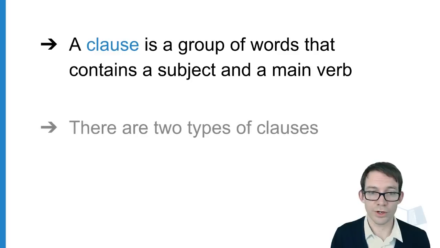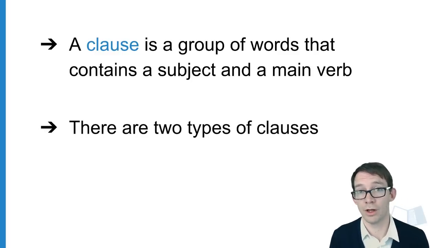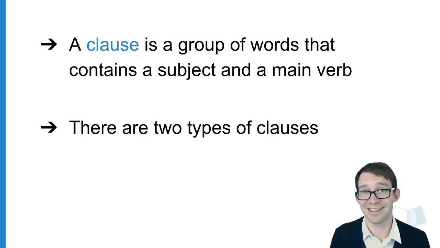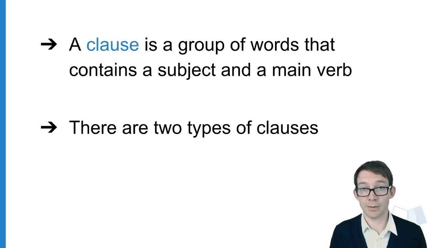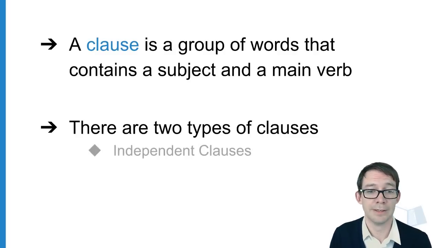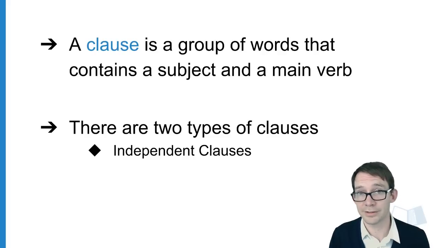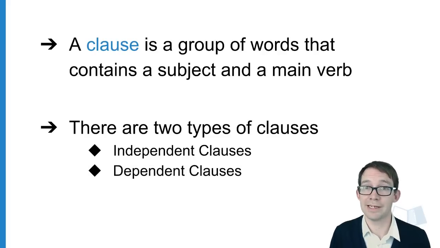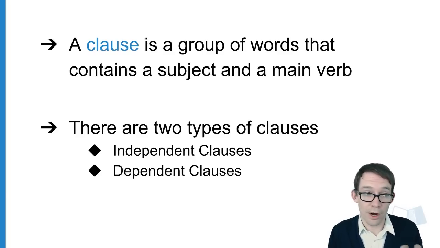And it's important to know that there are really 2 types of clauses that you'll see in sentences in the English language. And some of you may have already seen these before. This might be a bit of a review for you. You've got independent clauses and dependent clauses. Okay, so let's talk about the difference there. What's the difference between a dependent and an independent clause?